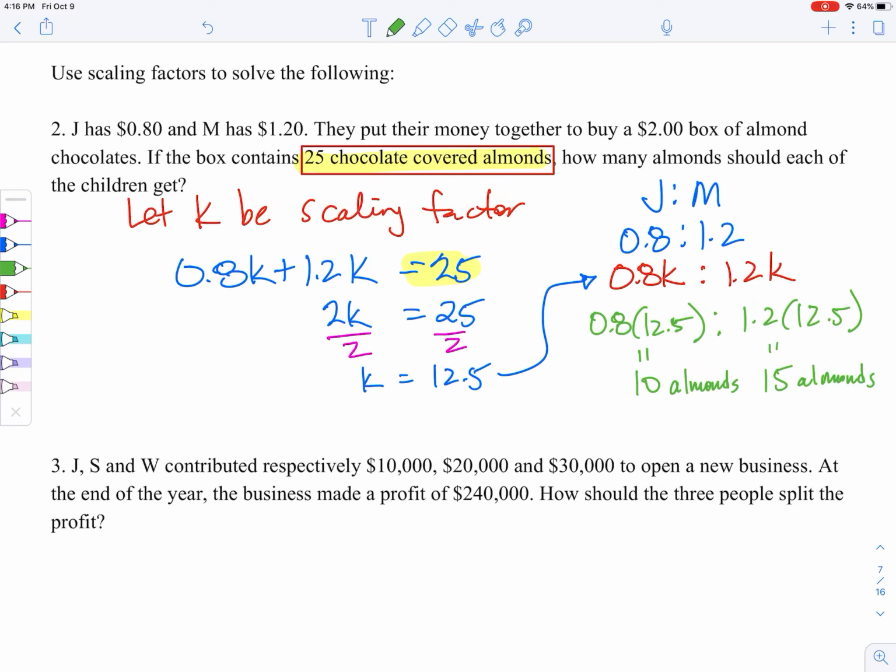And you can always check and see if it makes sense. And 10 plus 15 is 25. So that's a really good indication that we've done it correctly.